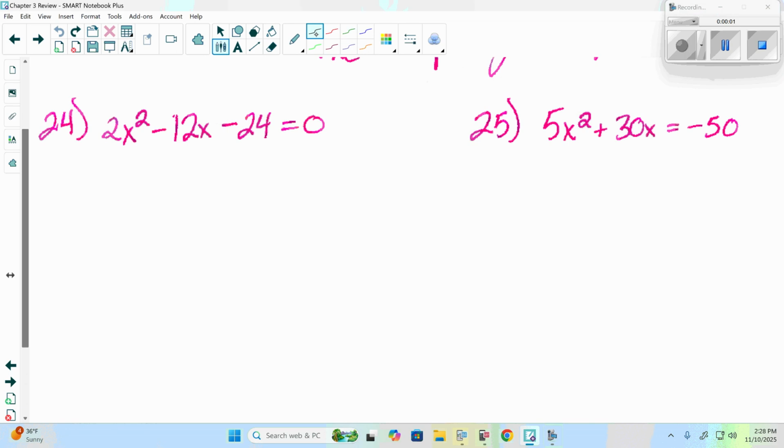the square. We do need to get it equal to 0 before we start.